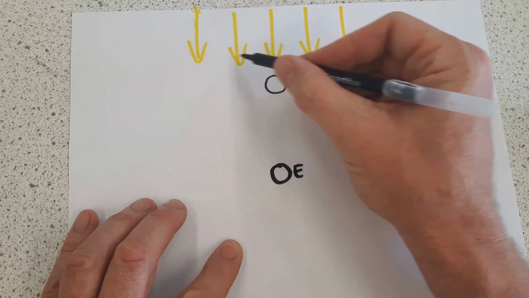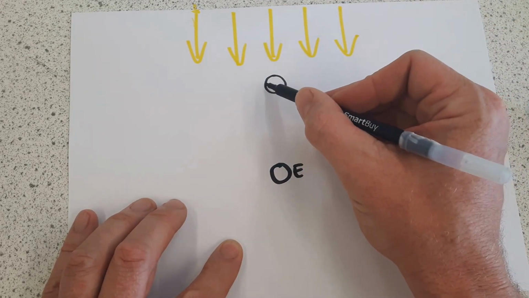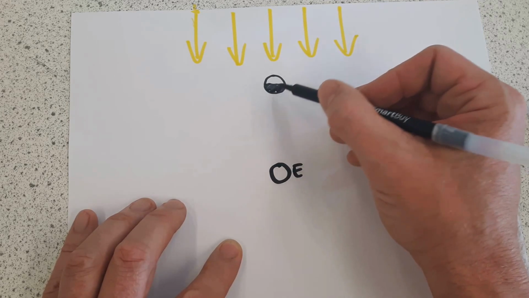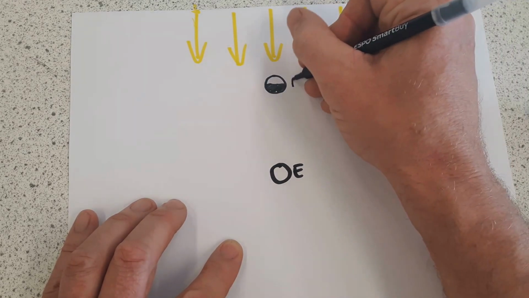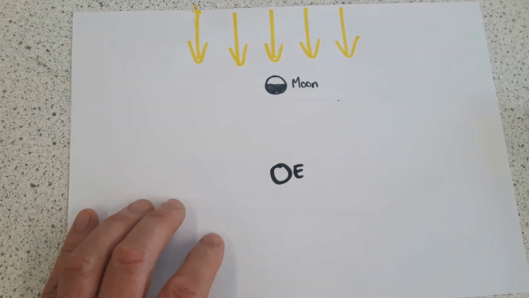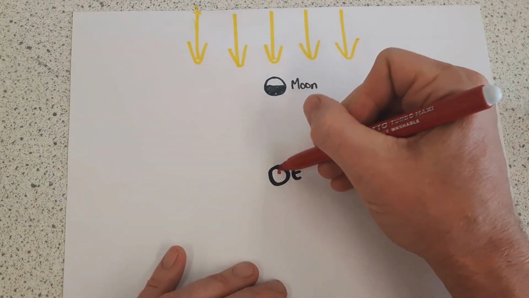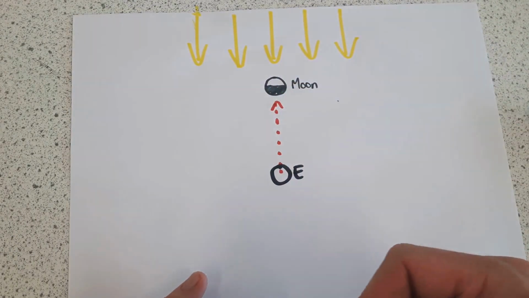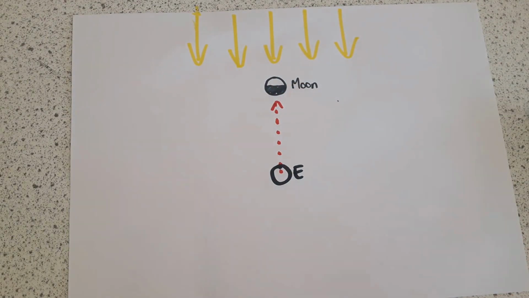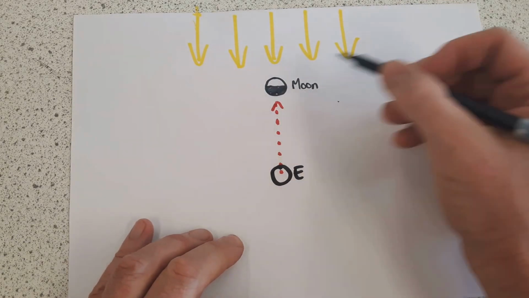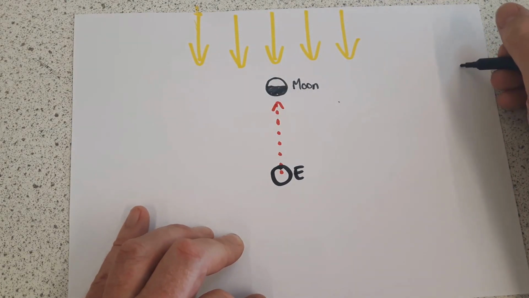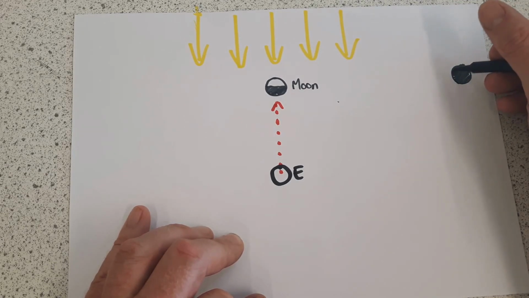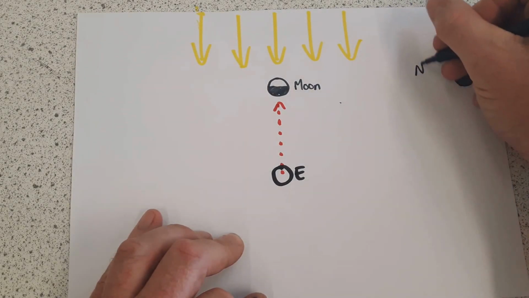Now if the light from the sun is shining from the top, then this half of the moon will be in shadow, and this half will be lit up. Now, if you're looking from the Earth towards the moon, the part of the moon that you're going to see is the dark side of the moon in the shadow. So at this point here, what you will see is simply the shadow of the moon, and that's called a new moon.